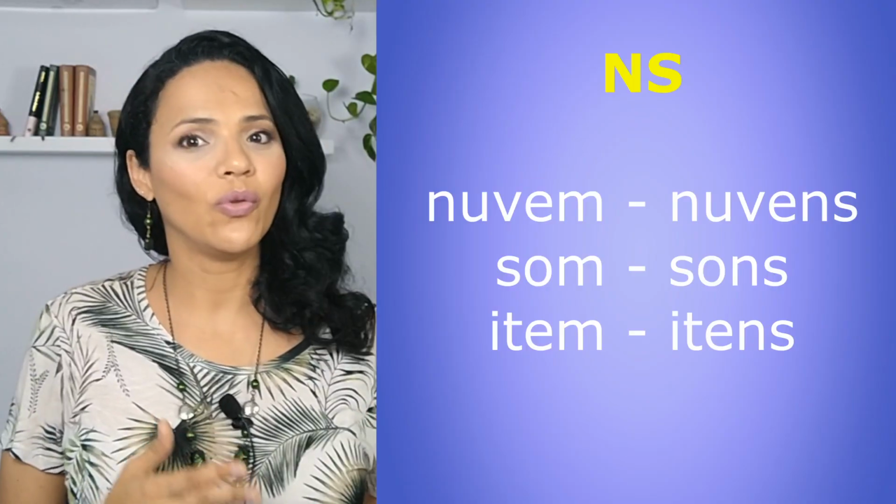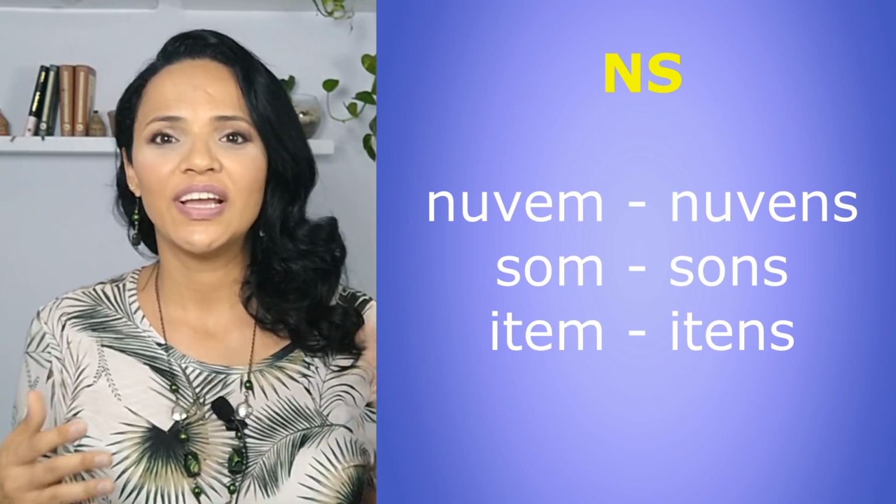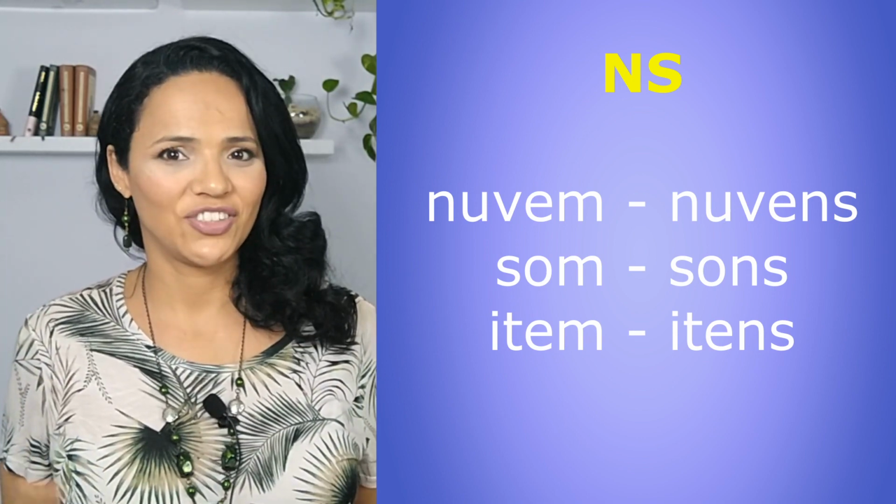Rule 2. Words ending in M. In the case of words ending with the letter M, the M is replaced by NS. Example: nuvem, nuvens, som, sons, item, itens.